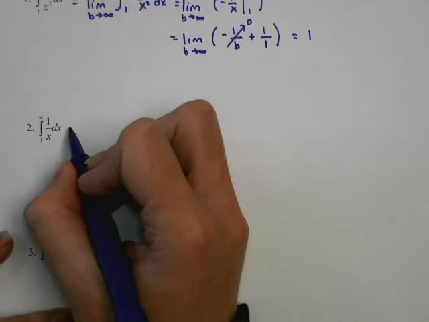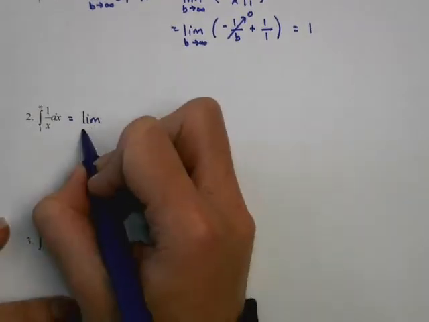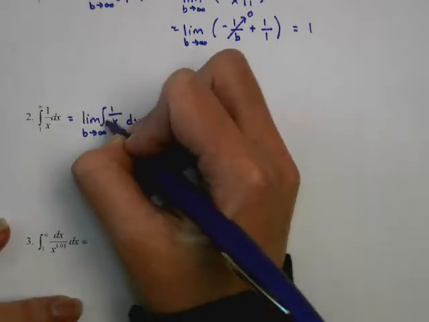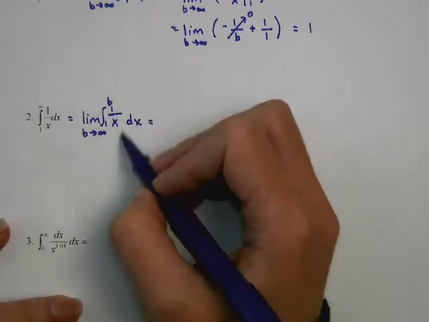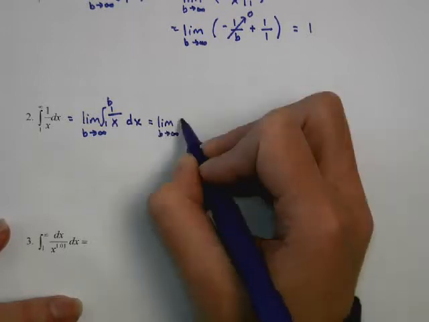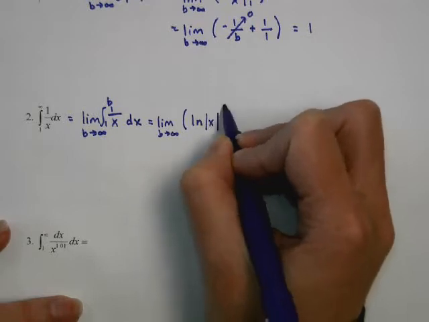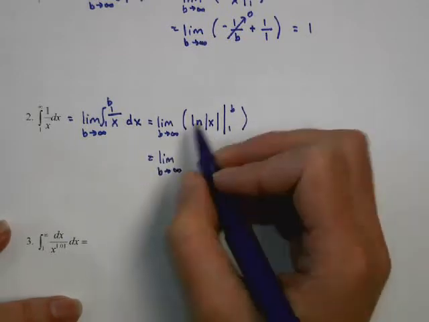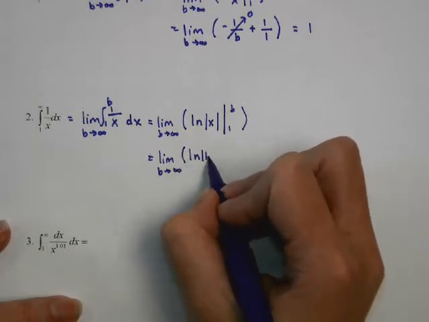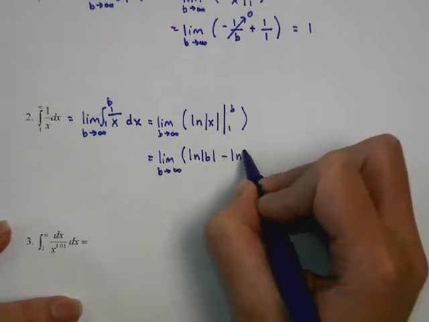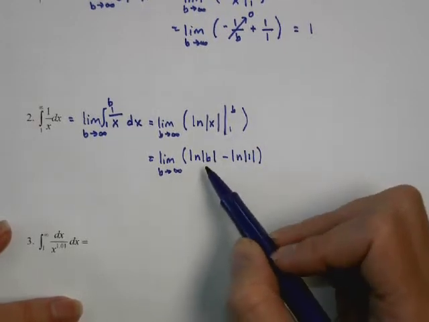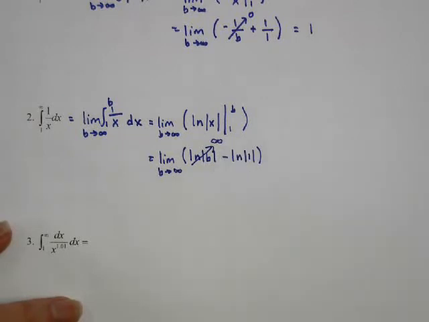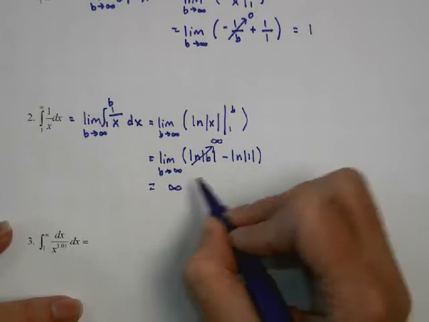Here, we've got the integral from 1 to infinity of 1 over x. So this will be the limit as b goes to infinity of the integral from 1 to b of 1 over x dx. So the integral of 1 over x is natural log of x. So we're going to evaluate this from 1 to b. So we're going to have the natural log of b minus the natural log of 1. As b goes to infinity, the natural log of that is just going to keep going bigger and bigger and bigger. So this is going to go to infinity. This is 0, but that doesn't really matter because this is infinite, which means this one is divergent.